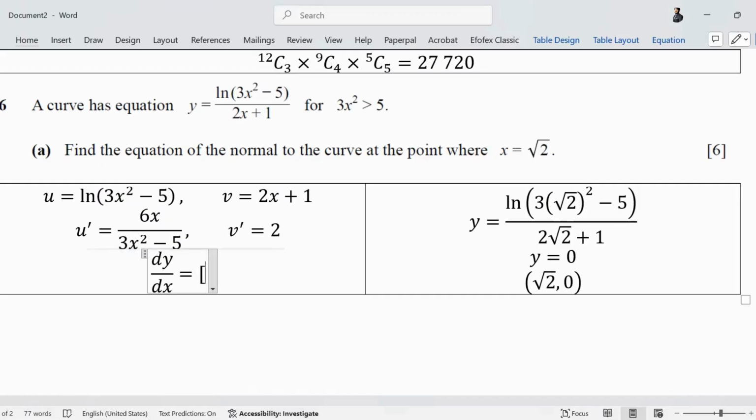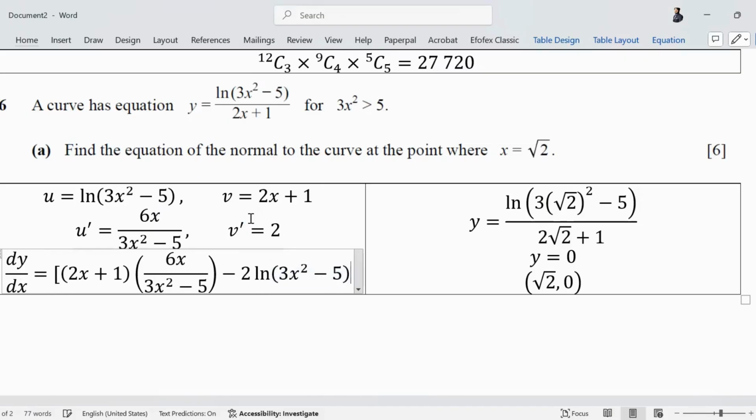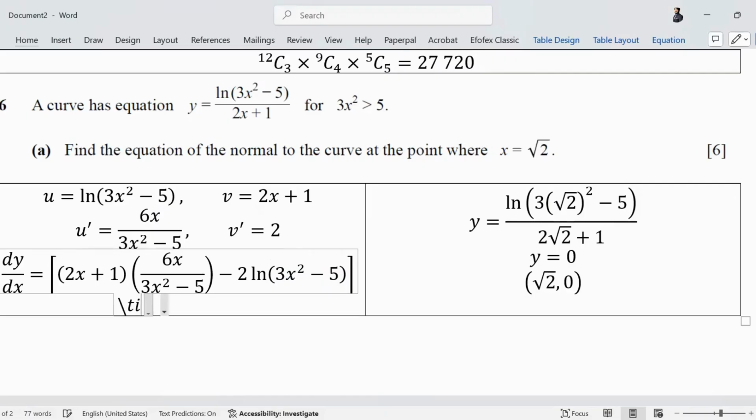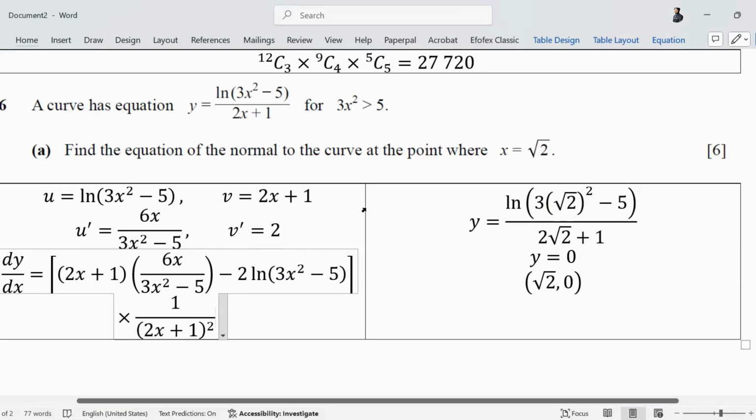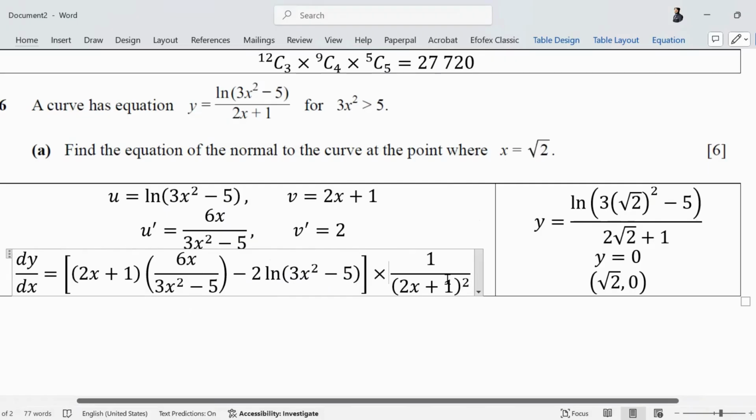Now dy by dx is V into derivative of U, that is 2x plus 1 into the derivative of ln of 3x squared minus 5, minus U into derivative of V, that is ln of 3x squared minus 5 times 2, divided by V squared. I'll just be writing it as 1 upon 2x plus 1 whole squared. So instead of dividing by V squared, I have written it as into 1 upon V squared. Is this clear?